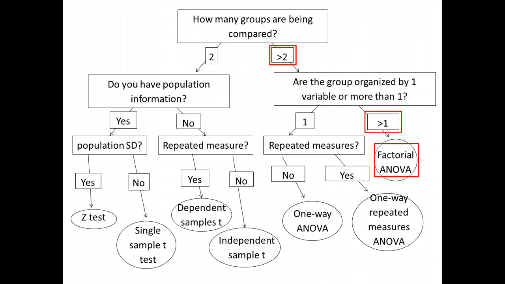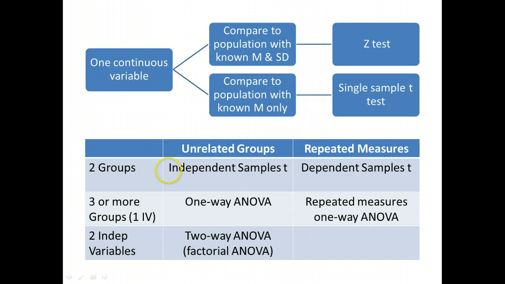If you've got more than 1 variable, then you're doing a factorial ANOVA. If you've got 2 variables, you're doing a 2-way ANOVA. If you have 3 independent variables, you have a 3-way ANOVA. I will never actually give you a 3-way ANOVA.